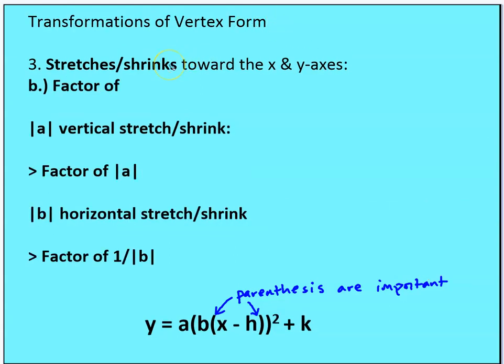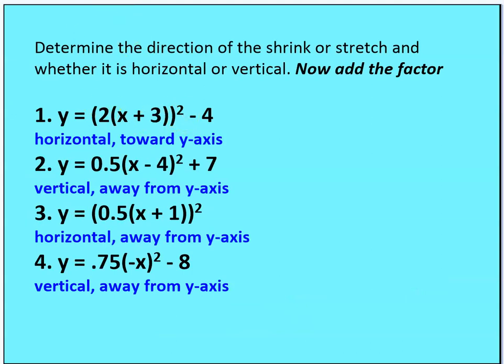So stretches and shrinks towards the x or y-axis by a factor of. So when we consider the A value, it's going to be a factor of that A value, but the B value, a horizontal stretch or shrink, is a factor of 1 over B. Right? So the A value, factor of A. With a B value, it stretches or shrinks by a factor of 1 over B. All right? So there's a difference between evaluating or talking about the factors of stretches and shrinks.